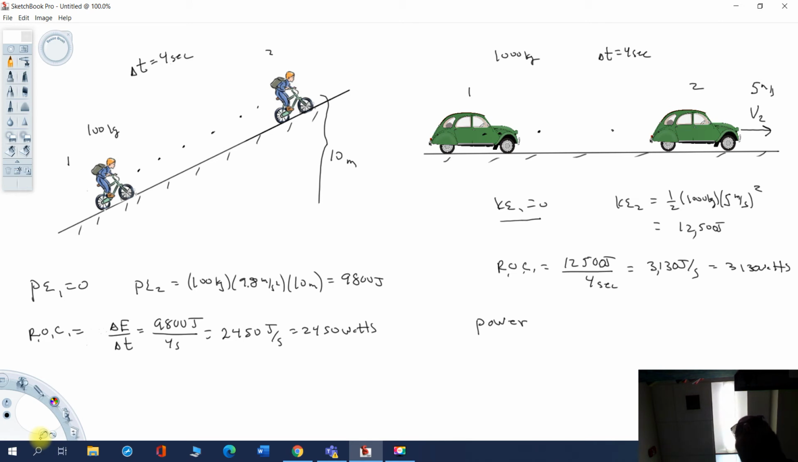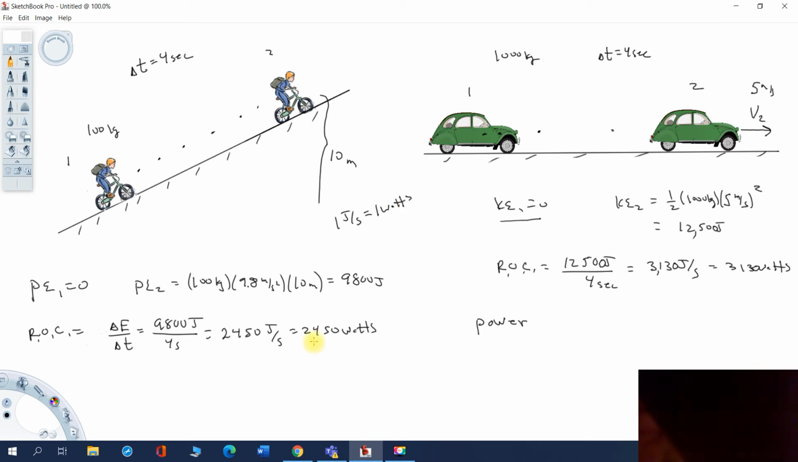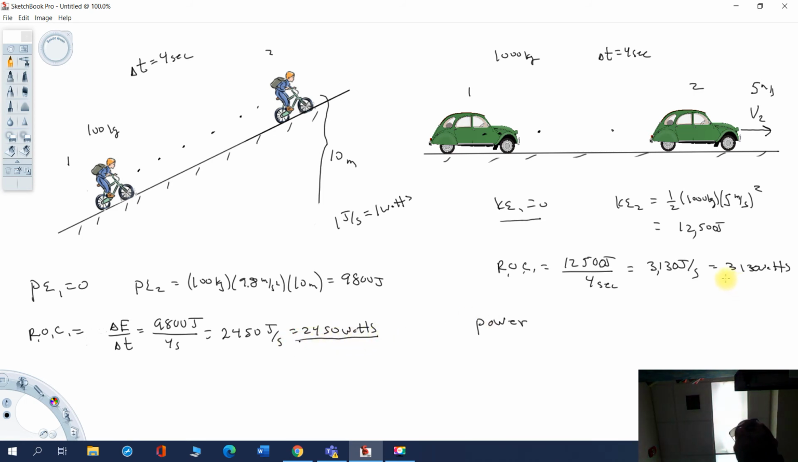Now, a joule per second has its own little pet name. It's called a watt. So going back to these two things we calculated, this 2,450 can be expressed as 2,450 watts, and this 3,130 joules per second can be expressed as 3,130 watts. And that's an example of what's called power.